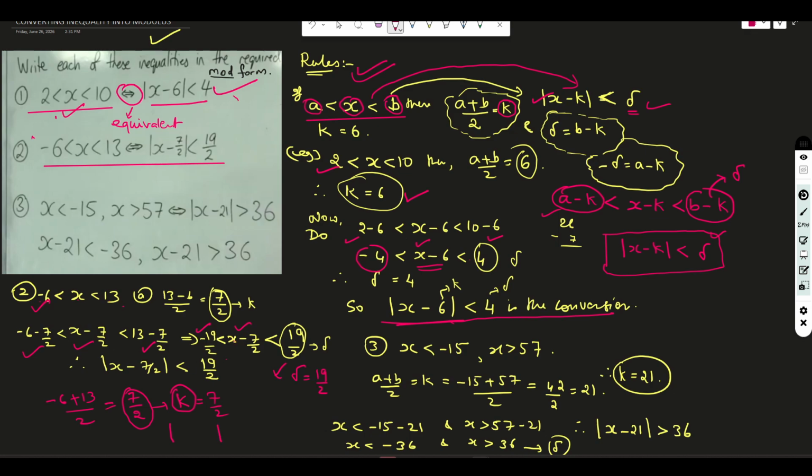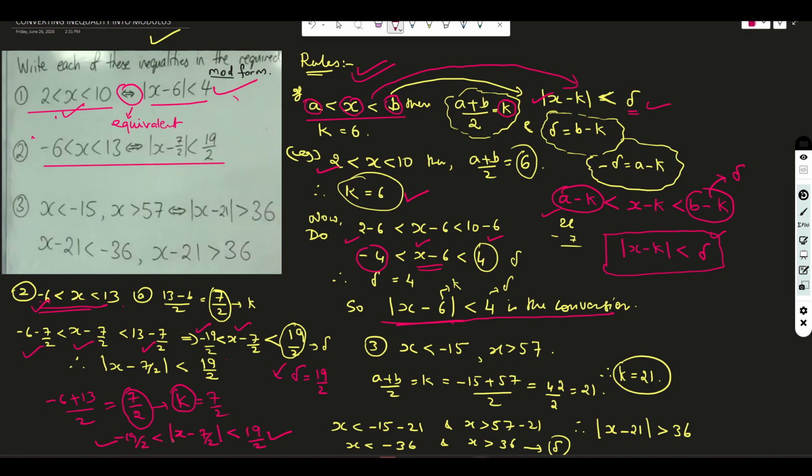Modulus of whatever is in the middle, that you have to write, that is x minus 7 upon 2, less than delta, which is 19 upon 2, so I am writing 19 upon 2 here, and here I am going to write minus 19 upon 2. So k has been replaced by 7 by 2 and delta has been replaced by 19 by 2. So this is your answer. This inequality, x between minus 6 and 13, is equivalent to this in the modulus form.